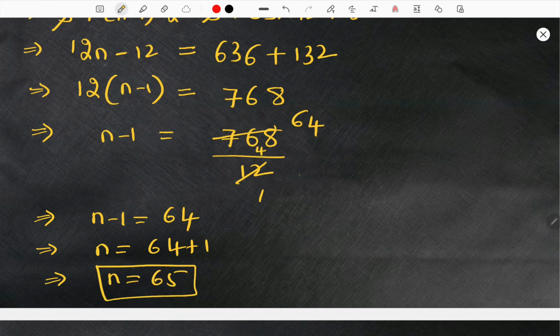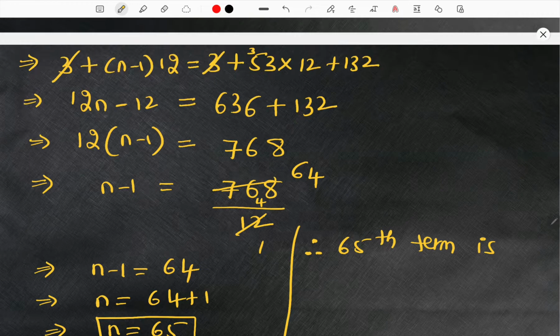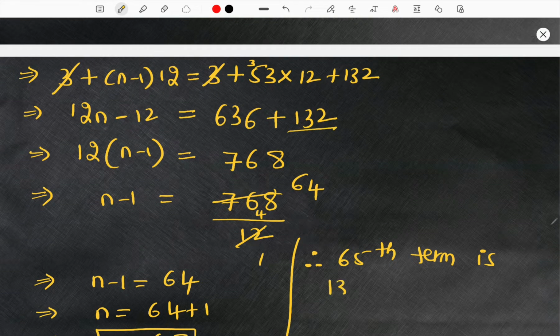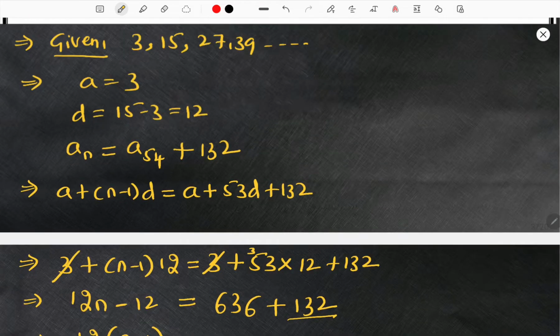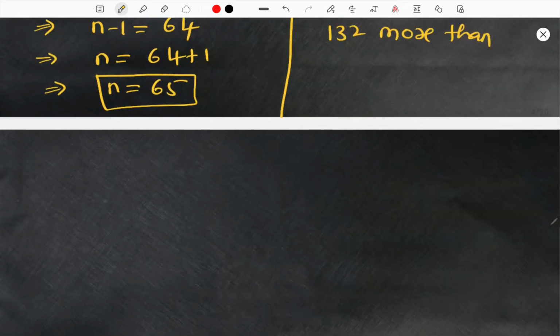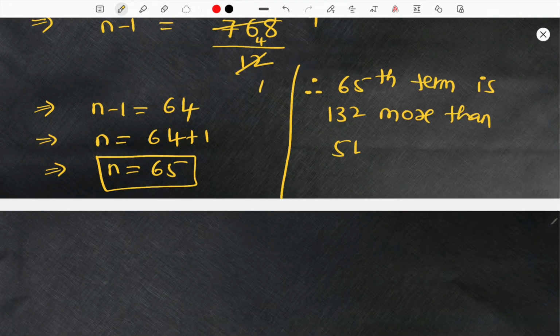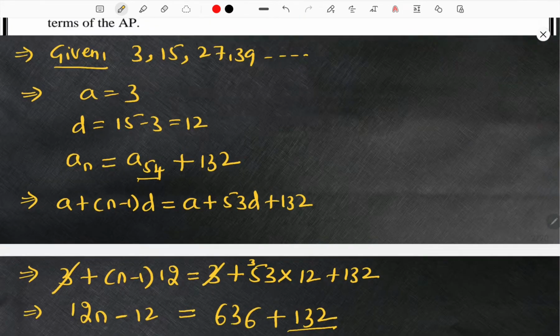That means, therefore, the 65th term is how much more? 132 more than the 54th term. I hope the concept is quite clear to you and you have understood it.